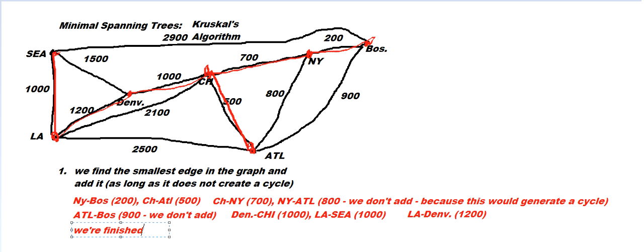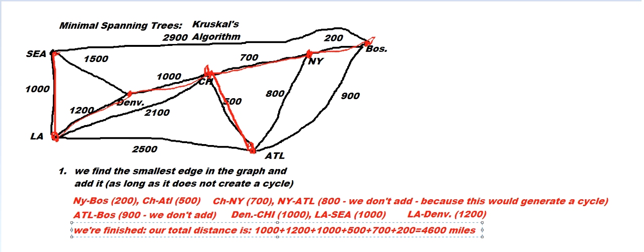Now we can check the total length of this. It's the same. You might remember it's the same as what we got in Prim's algorithm. 1000 plus 1200 plus 1000 plus 500 plus 700 plus 200 equals 4600 miles. So that's our total distance, 4600 miles. Great, and that's Kruskal's algorithm.